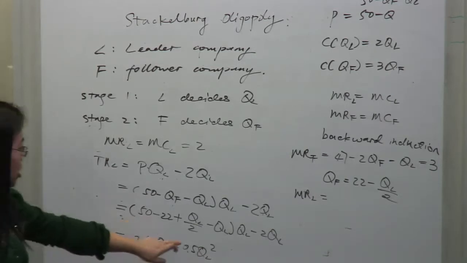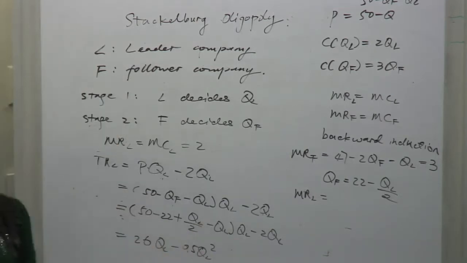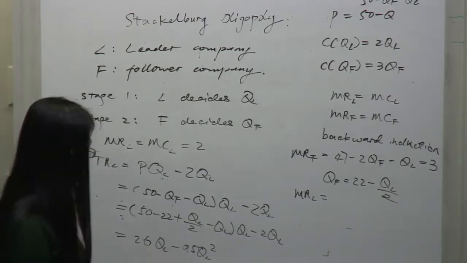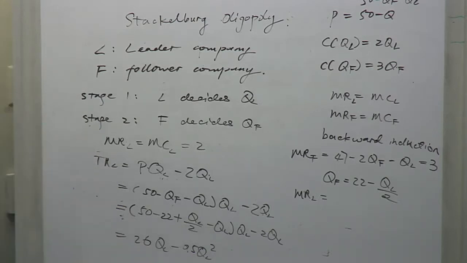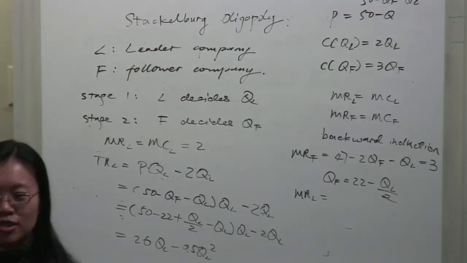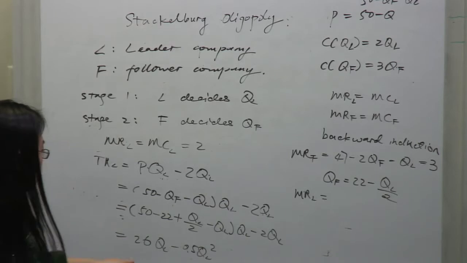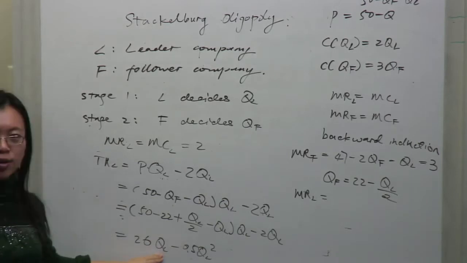So here is 28 minus 2, yeah, now it's correct. Okay, marginal revenue here for the leader. Marginal revenue derivative, it's old stuff. Okay, how do we find the derivative of this with respect to QL?